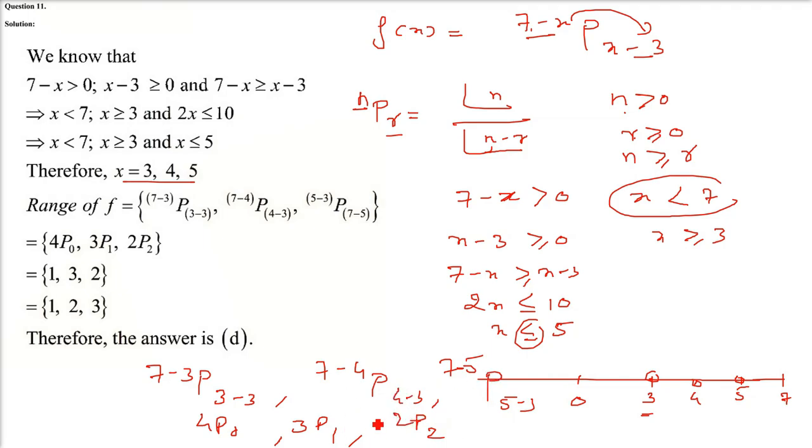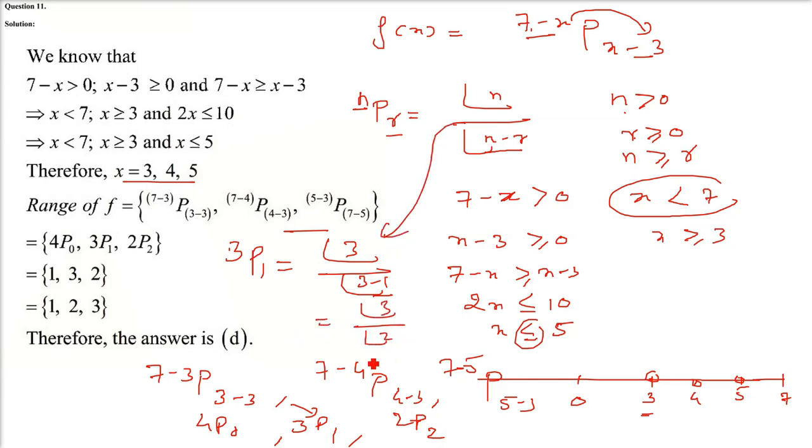Now, I already told you how to compute nPr. nPr is all about factorial n by factorial n minus r. So I'll take one of these, 3P1. Computation will be factorial 3 by factorial 3 minus 1, that is 2. I just applied this formula. So factorial 3 by factorial 2, 3 into factorial 2 by factorial 2 get cancelled, you only get 3. So this is how you get 3. Others also you can find out. Basically it will be 1, 3, 2. So just rearrange: 1, 2, 3. The answer is D.